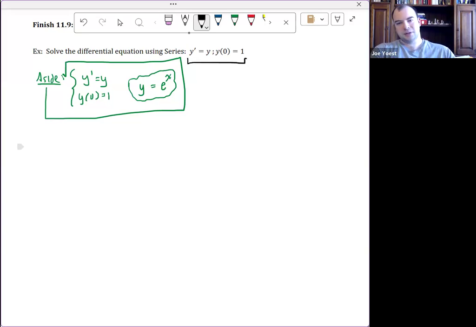Okay, so let's suppose that y equals the sum from n equals 0 to infinity of a sub n times x to the n. Then what's y prime? Well, on the interval of convergence, we can differentiate under the summation sign.